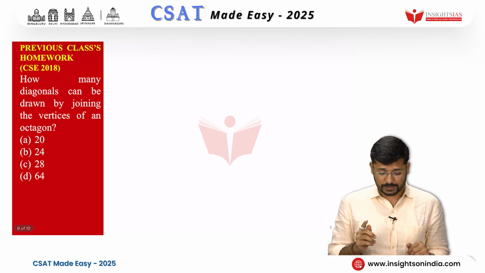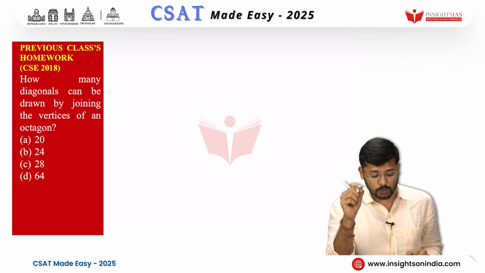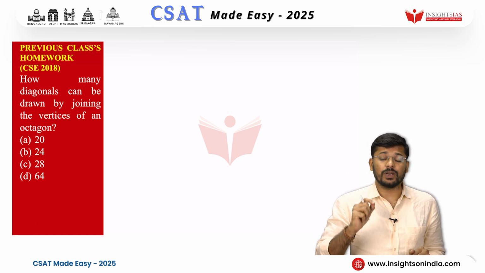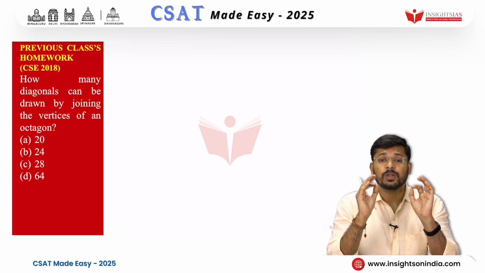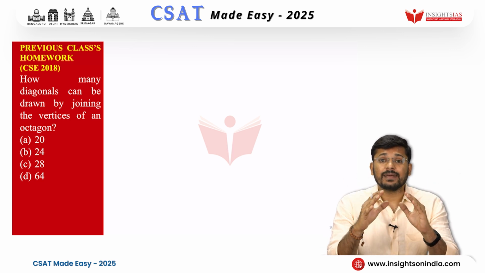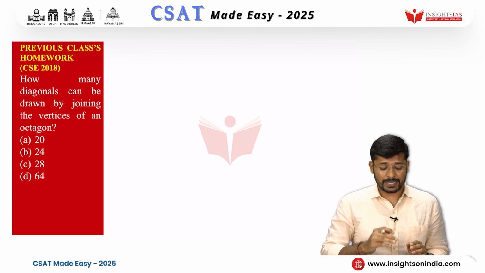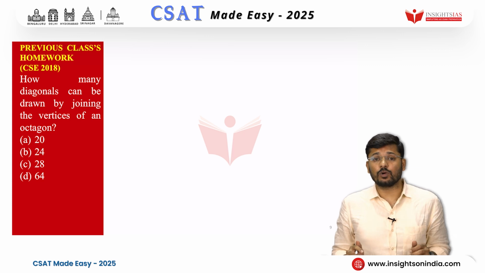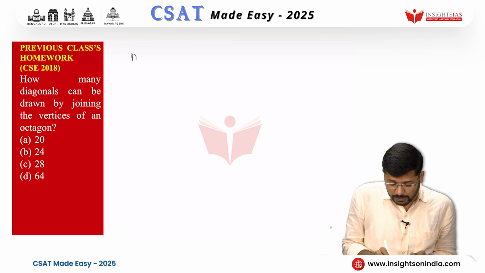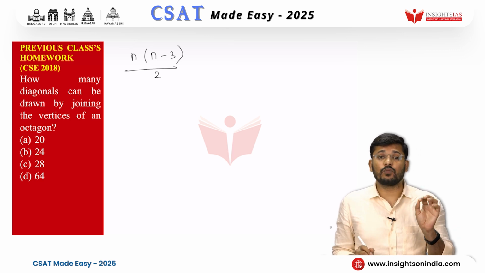Now it is time to answer the previous class's homework question. How many diagonals can be drawn by joining the vertices of an octagon? What is an octagon? We have learnt in the previous problem that an octagon is a polygon with 8 sides. It has 8 sides or 8 vertices, and they are asking us to find out how many diagonals are possible for it. We have a ready formula for it. What is the formula? The number of diagonals is given by the formula n into n minus 3 divided by 2, where n is the number of sides.